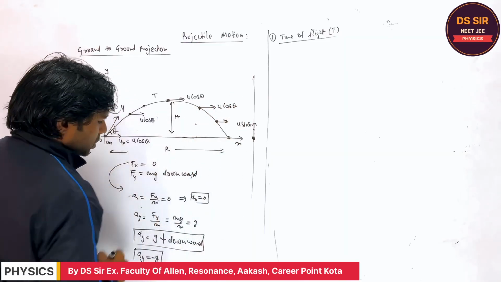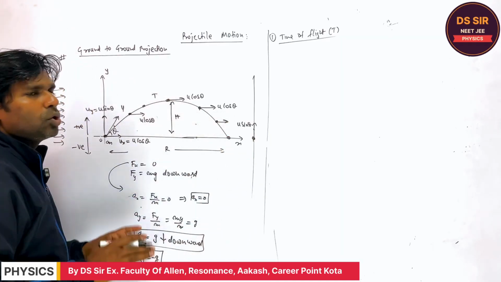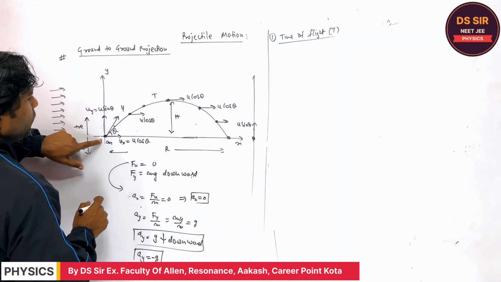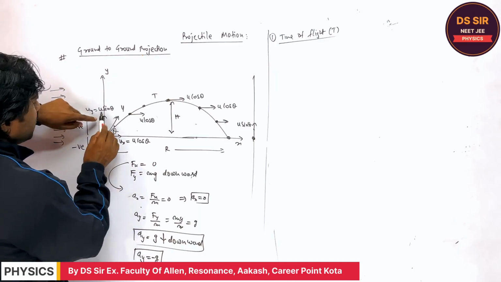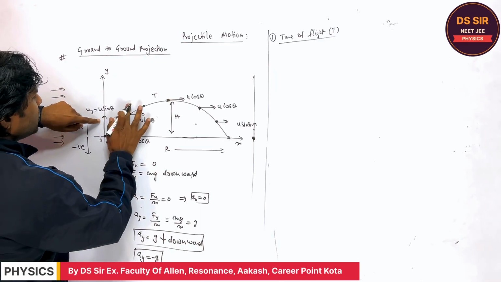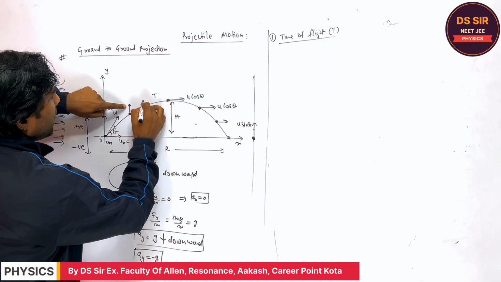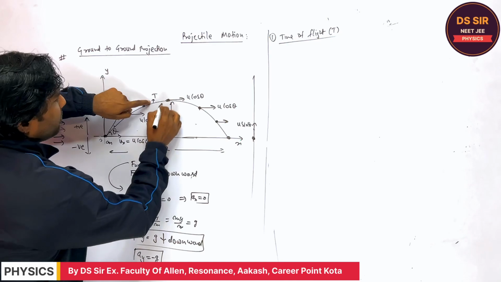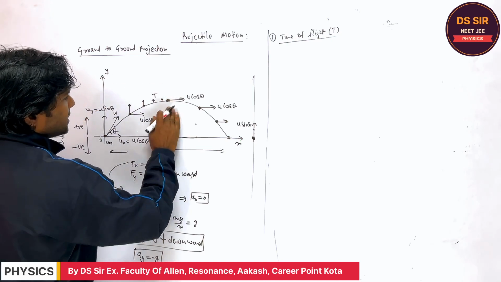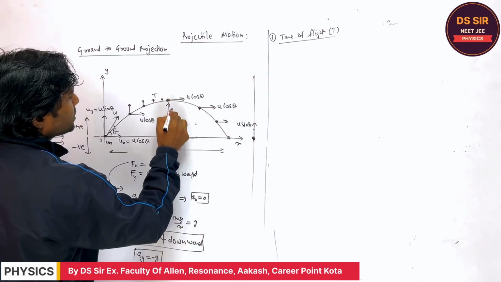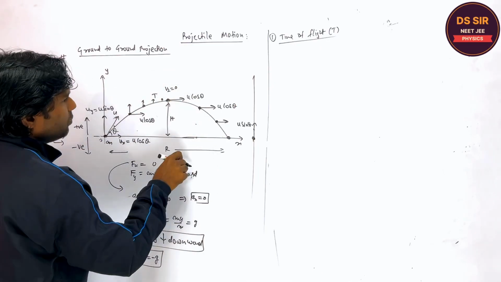u cos theta, u cos theta. Why? Because in the x direction there is no acceleration, so in the x direction there is no change in the velocity. But if you consider the y direction, acceleration is downward. If this is the u sin theta initial velocity, then the velocity after some time will decrease, and finally at the highest point, the vertical velocity becomes zero when it falls down, right?